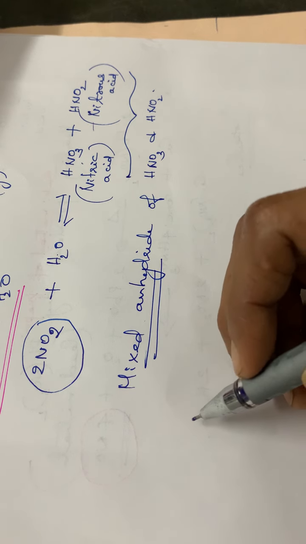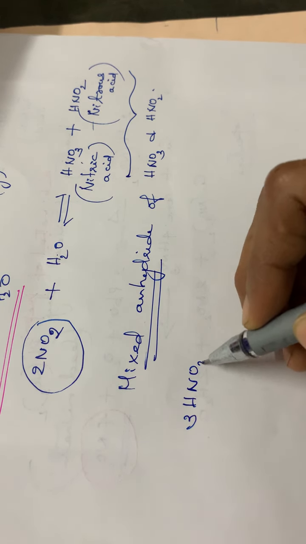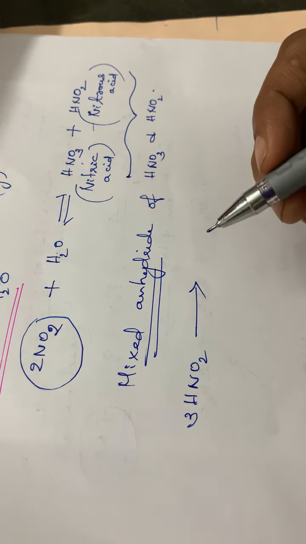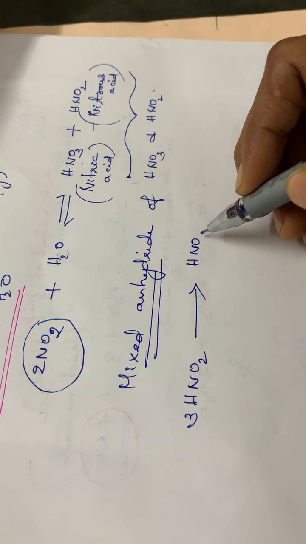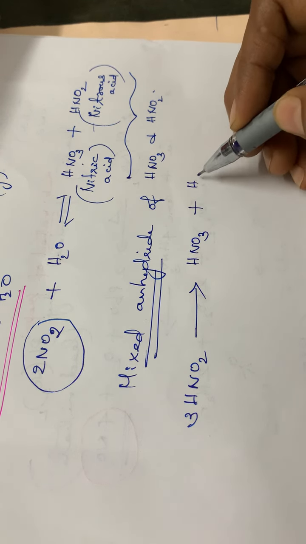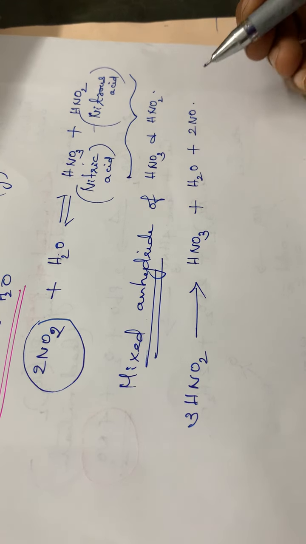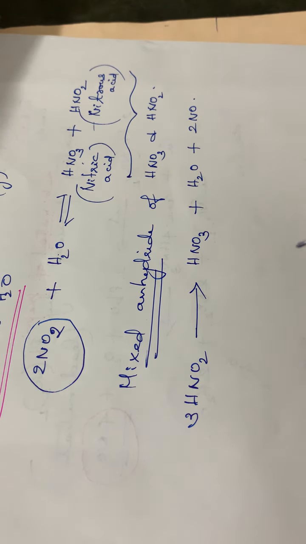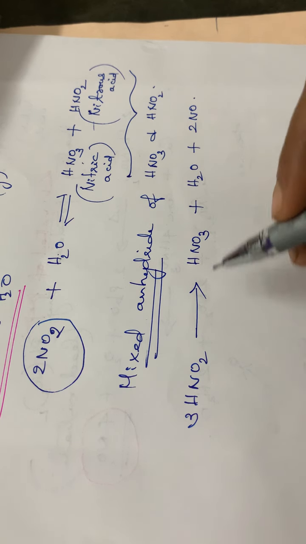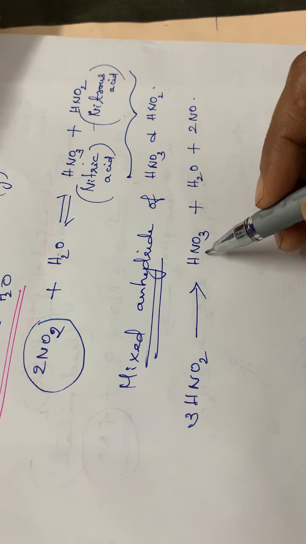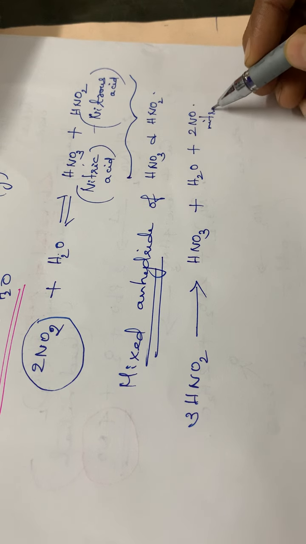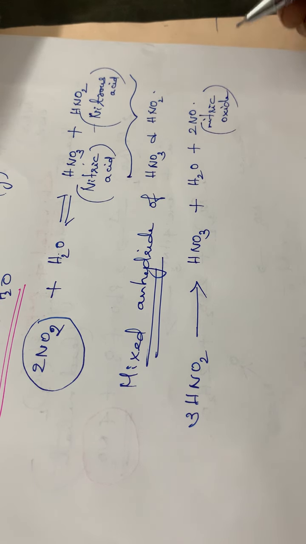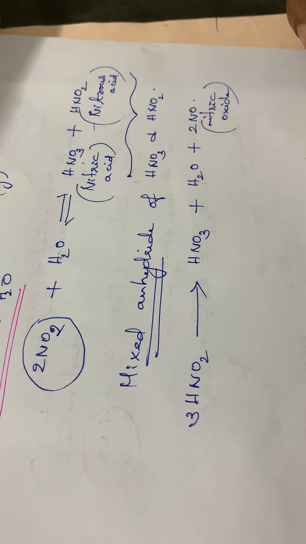Then again this HNO2 will be undergoing disproportionation. That means in hot aqueous solution, this HNO2 will be undergoing disproportionation to give HNO3, that is nitric acid, water and nitric oxide. So that is about the reaction with water. Then the next reaction.